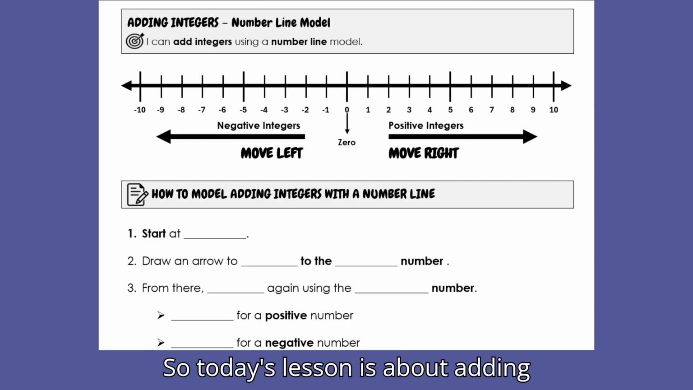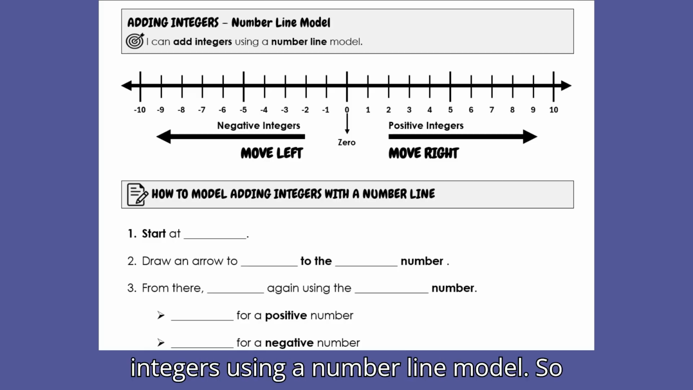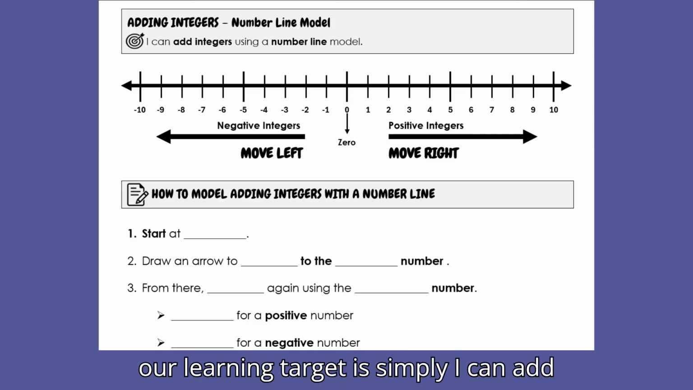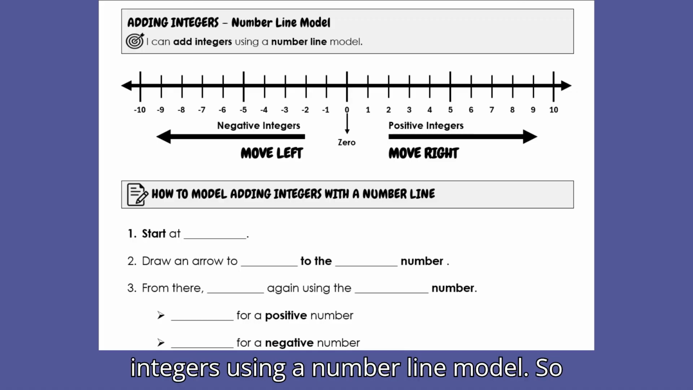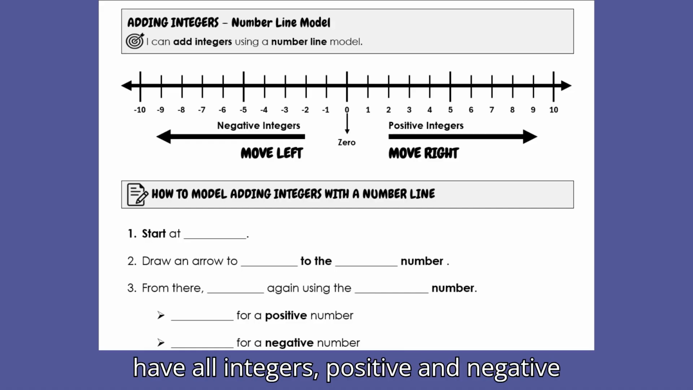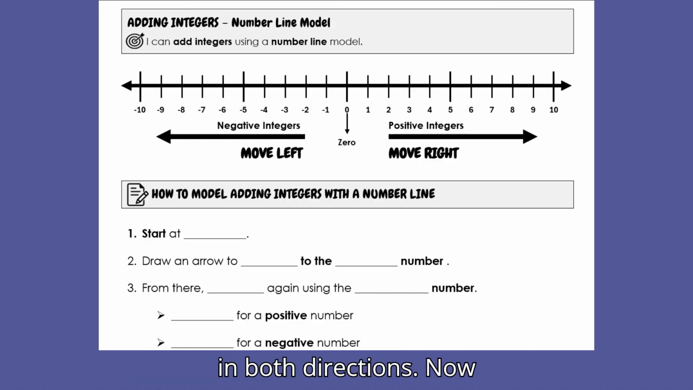So today's lesson is about adding integers using a number line model. Our learning target is simply, I can add integers using a number line model. You can see the number line there. We have all integers, positive and negative, in both directions.